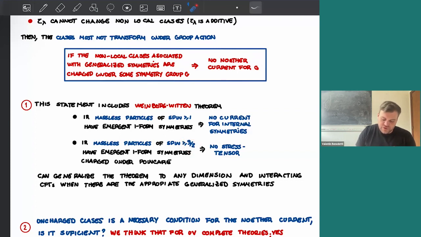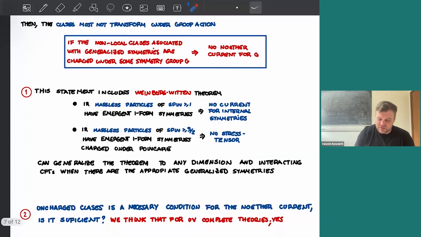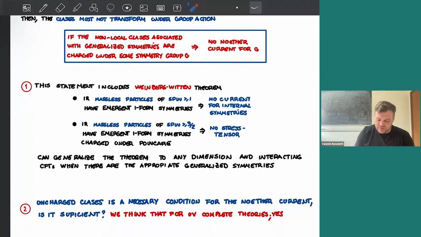And this essentially implies the theorem here, because the non-local charges are charged under the Poincare group, then there cannot be another current for the Poincare group, which implies that the theory does not have a well-defined stress tensor. This idea also allows us to generalize the Weinberg-Witten theorem to any dimension, as the original proof is in S-matrix language in 4 dimensions. There have been some papers that construct particular examples in 5 dimensions or something like that. But I guess this is the proof for any dimension.